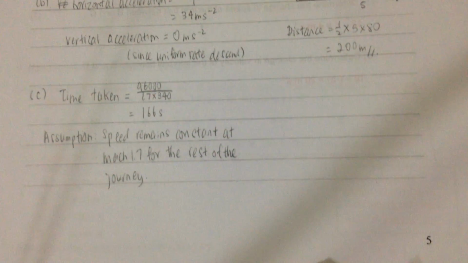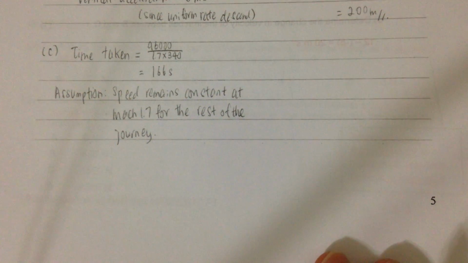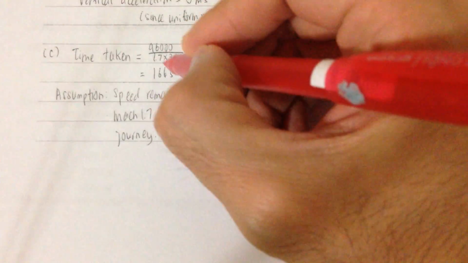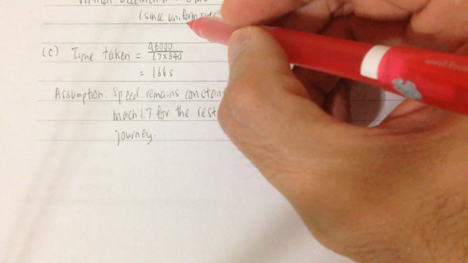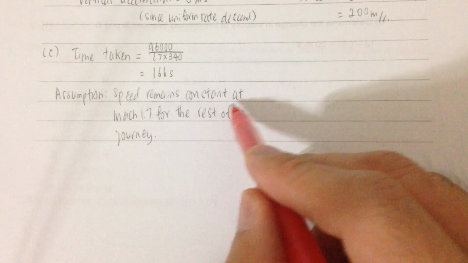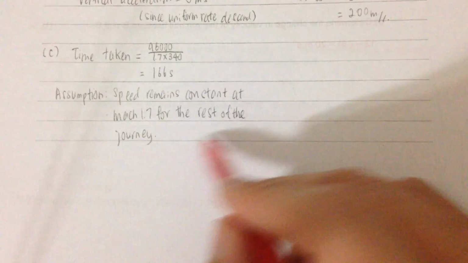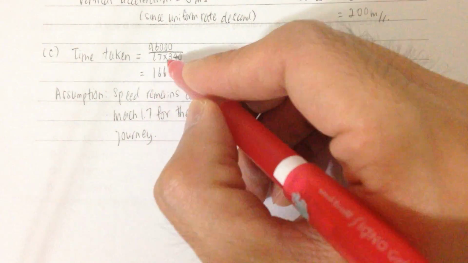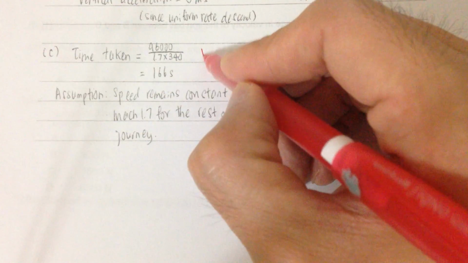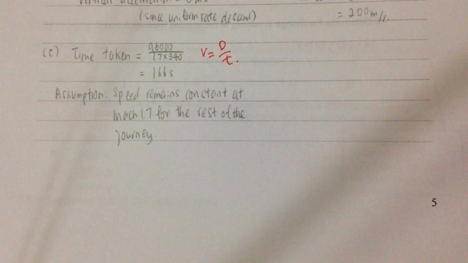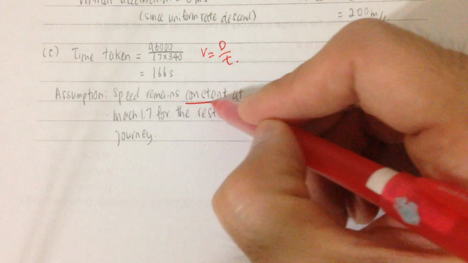Next, the time taken for the aeroplane to return to its base is 166 seconds. Why? Because we are assuming that the speed remains constant at 1.7 Mach for the rest of the journey. So nothing special about it, because again we can use the formula speed equal to distance over time to find the time taken, right? Because the speed is constant.